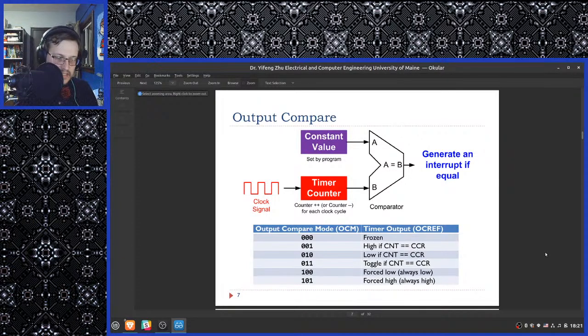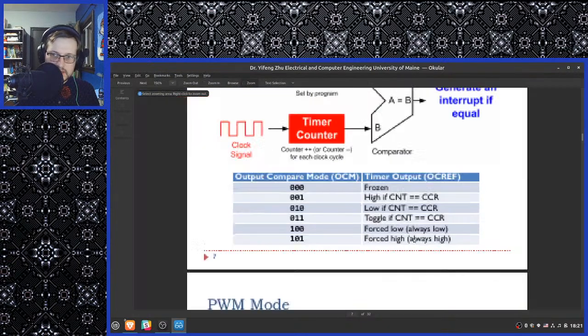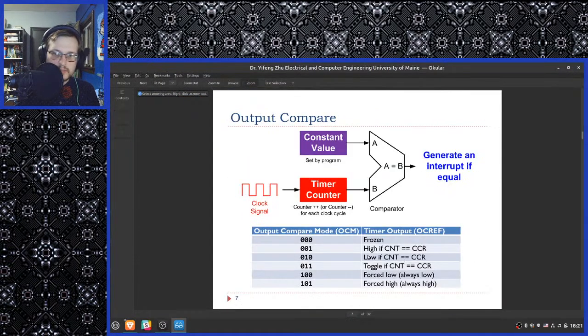What does count equals CCR mean? Does this cause an interrupt? Yes. The double equals should be interpreted in the same manner that you're used to. It's a test of equality. So it should be double equals here, to be honest with you.